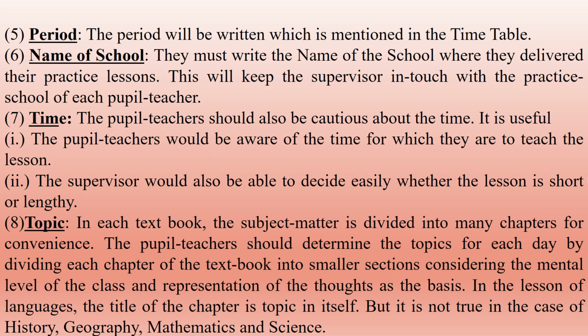The next is the period. Here the period will be written which is mentioned in the timetable. The next subheading is the name of the school. Sometimes pupil teachers are to go to many schools for teaching. Therefore, they must write the name of the school where they delivered their practice lessons.